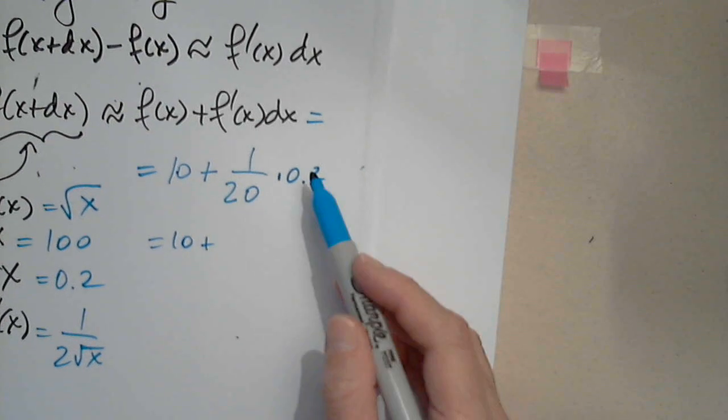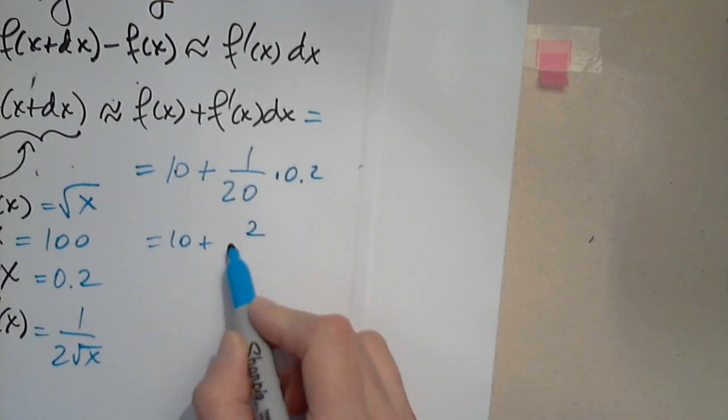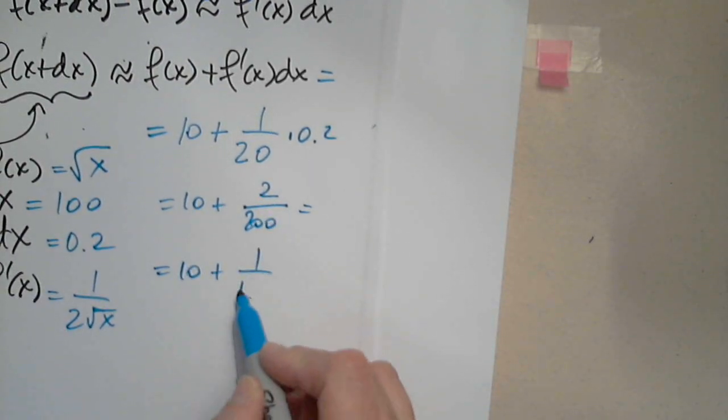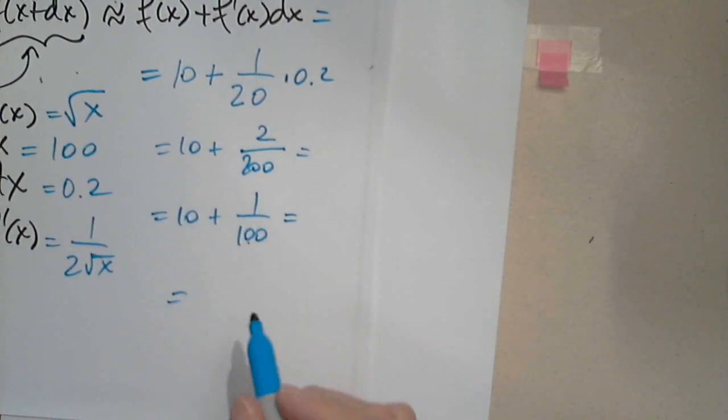So this is 10 plus. I will multiply top and bottom by 10. So it's 2 over 200 or 1 over 100. All I have to do is multiply by 10 and add 1.